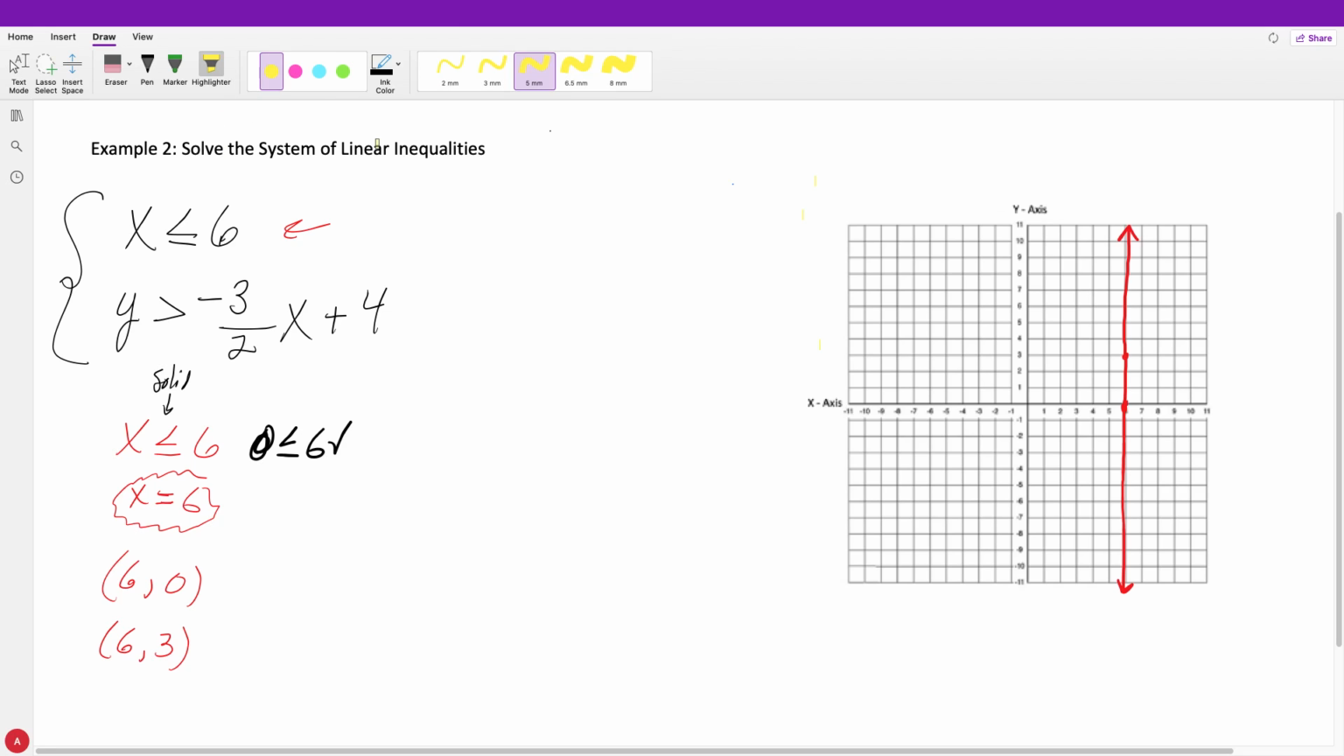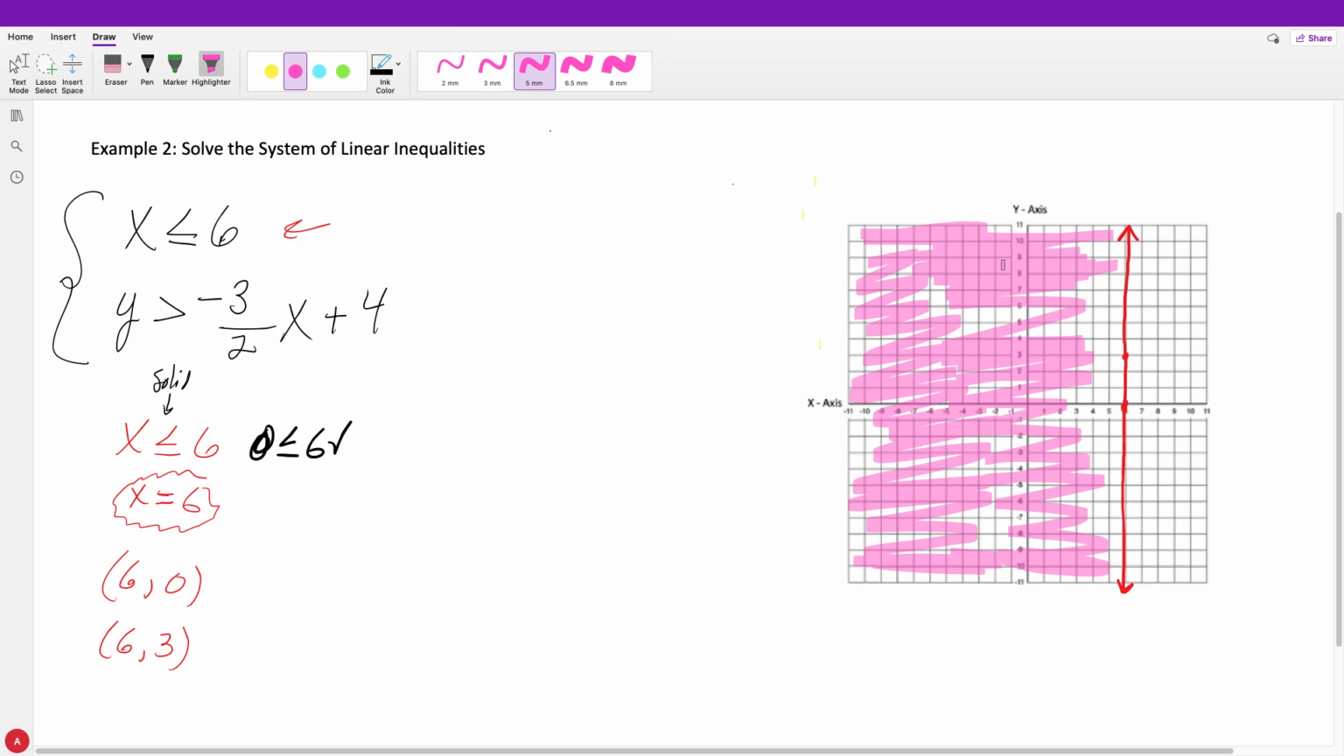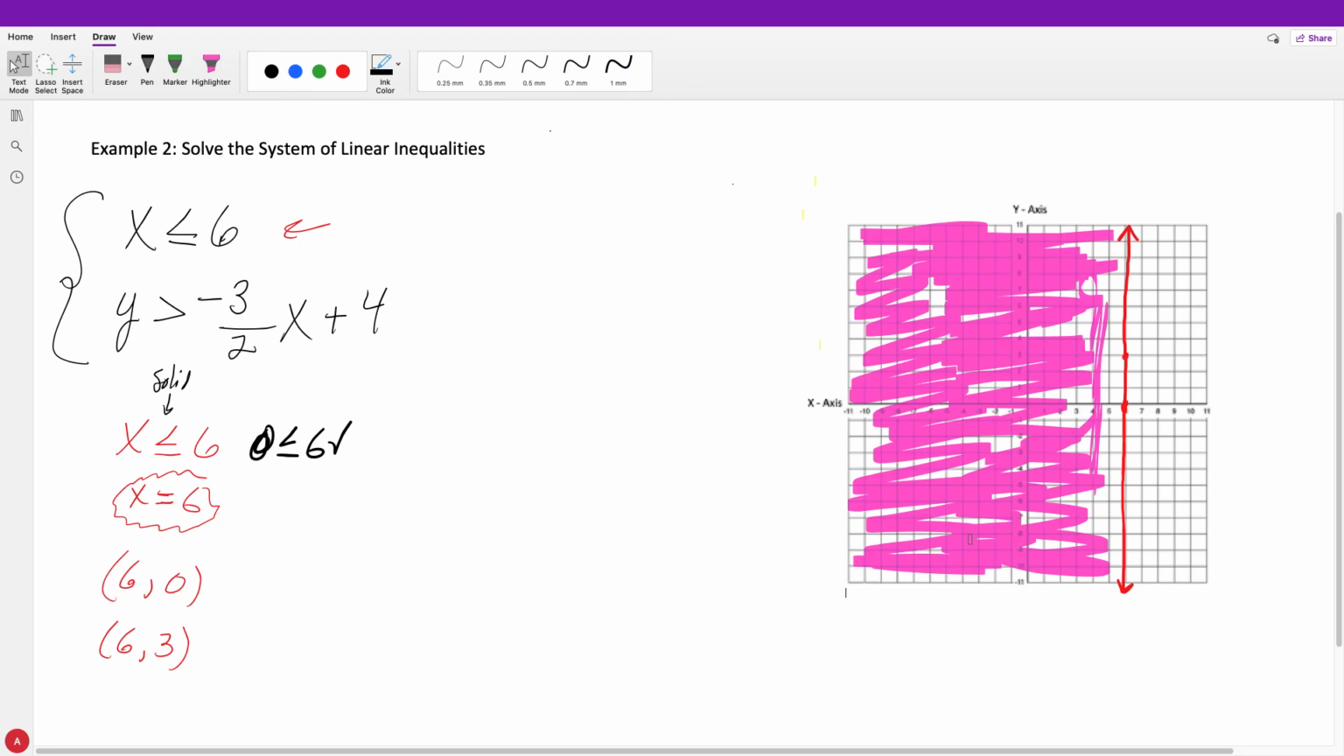So what I would highly suggest is if you have color pencils, which we do in the classroom, or highlighters, use that when you're shading in your region. So I'm going to use red just because it's a red graph. So here is my answer to my red inequality. Every single point that I pick in this shaded region would satisfy the inequality of x is less than or equal to 6. So that red region that I just shaded in there is the answer to my red graph.